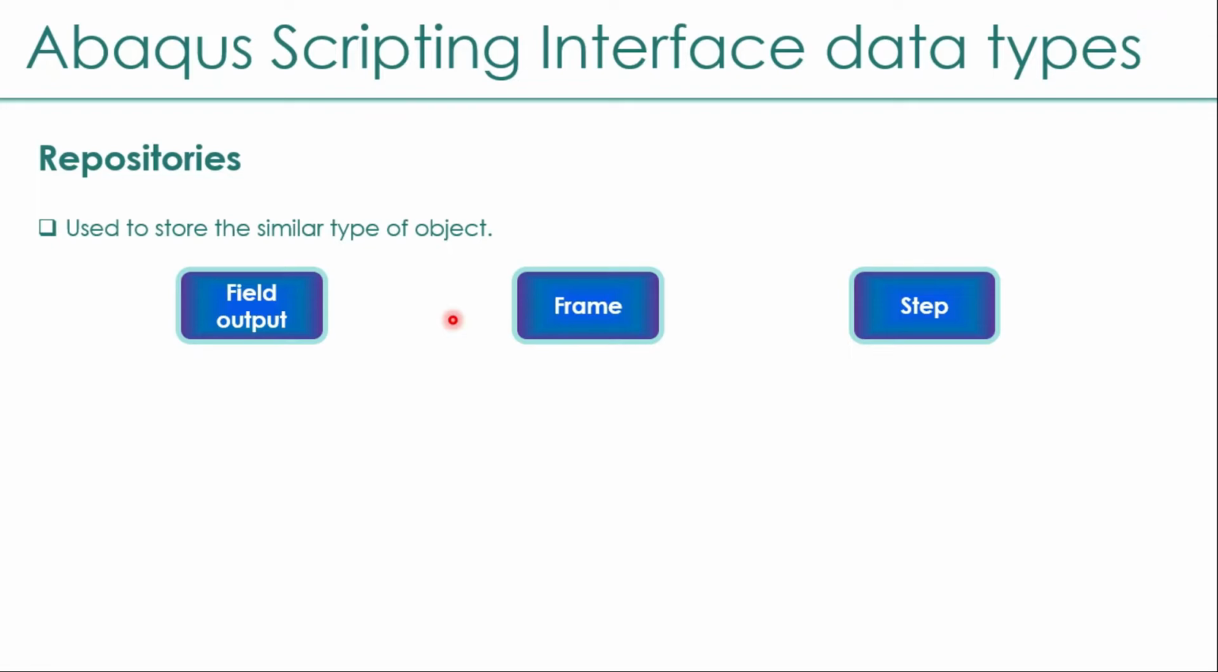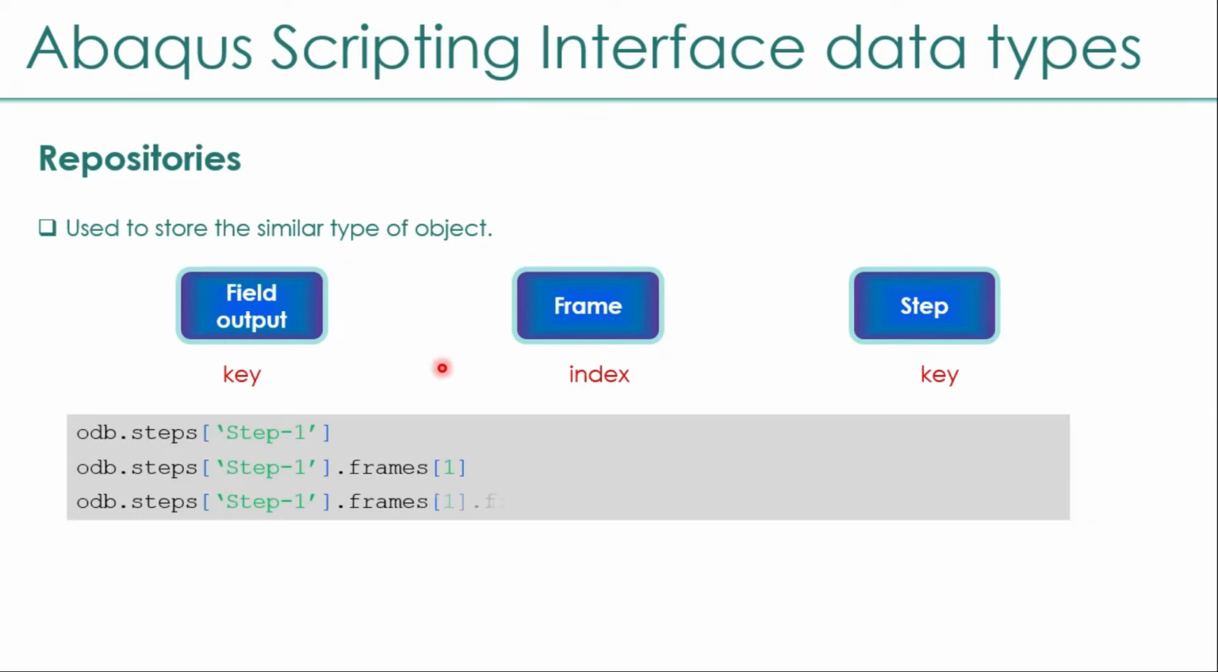So all the objects will be stored in the repositories, and these repositories are more like a dictionary. But in a standard Python dictionary object, you can store all kinds of values, whereas here we have to store only similar kinds of objects. So that is the difference.